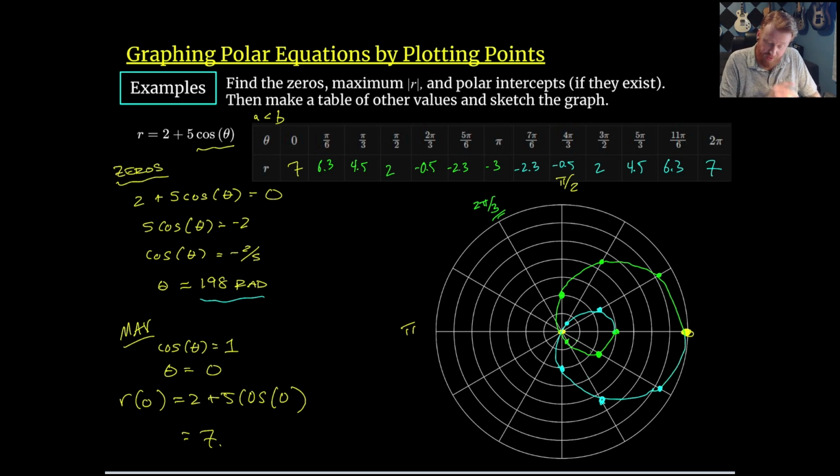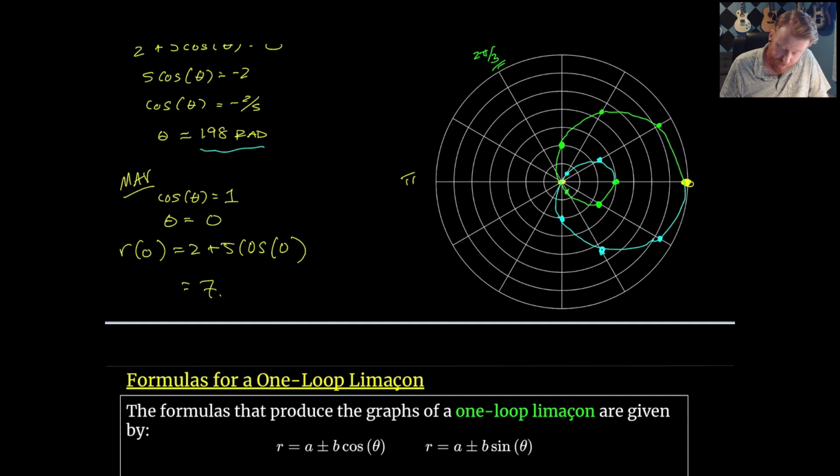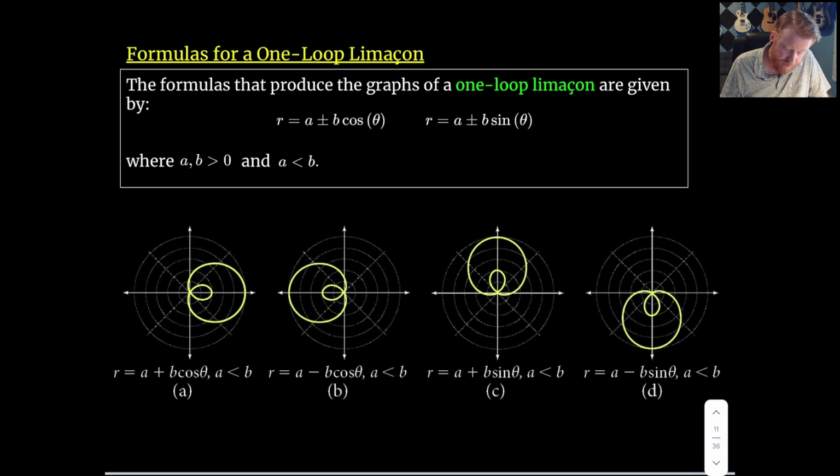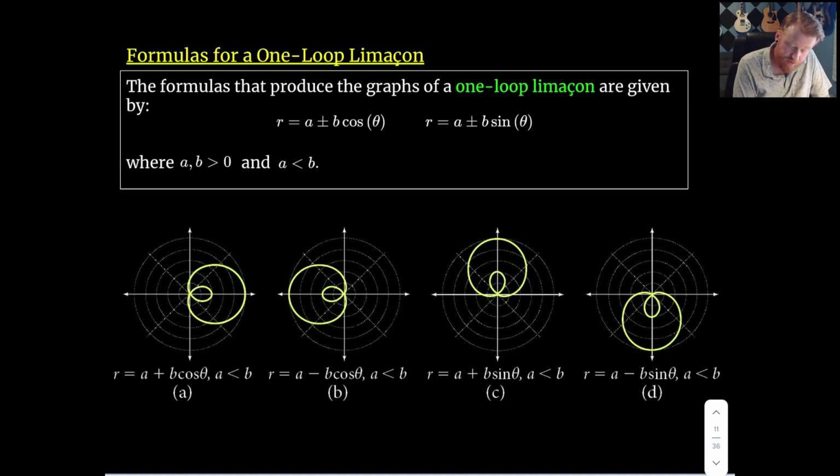So there we go. So we are getting another Limaçon here, but this has another inner loop on it. So we're going through the pole actually twice as we go through one full revolution from 0 to 2 pi radians. So let's take a look at the formulas here for these inner-looped Limaçons.